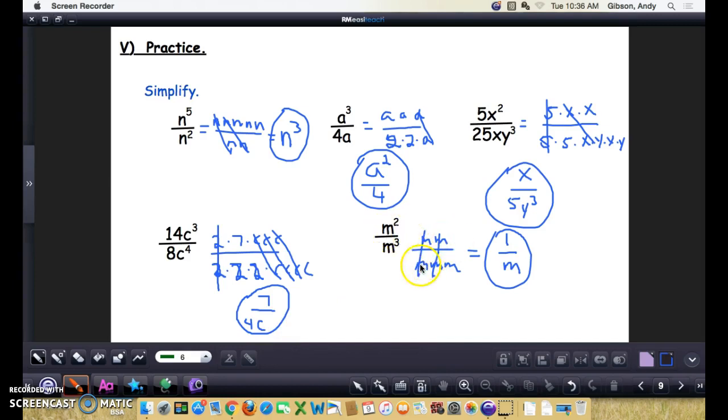Over here, m times m over m times m times m. 2 of the m's can cancel with 2 on the bottom. I'm left with 1 on the bottom. Now, here's the trick. I bet a bunch of you just put m. But in the numerator, remember, anything over itself equals 1. So this is really m over m is 1, m over m is 1, and then m on the bottom. So we really have 1 times 1 is 1 over m. All right? If you made a mistake, it was probably right there. But now you can fix it.